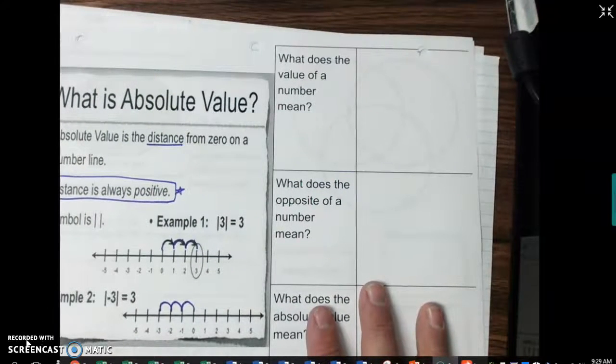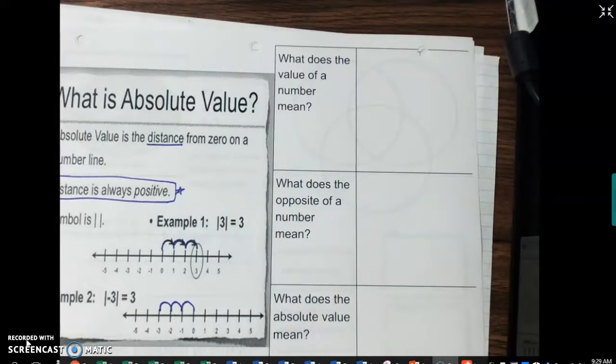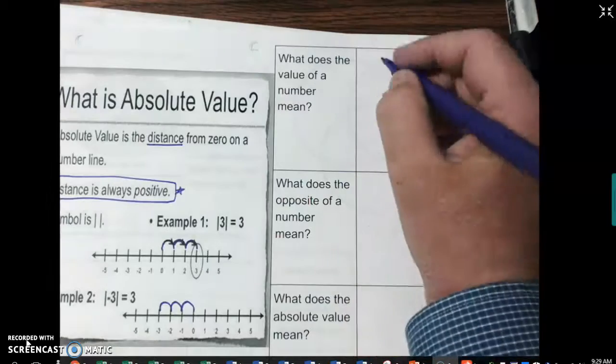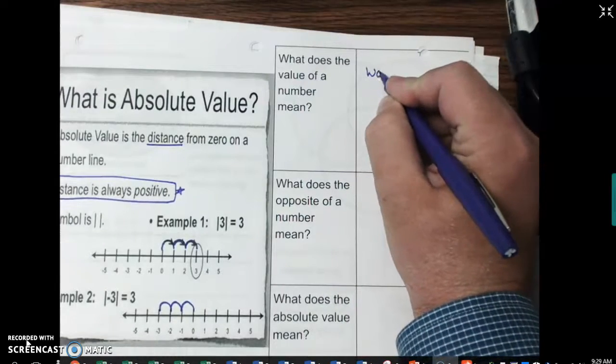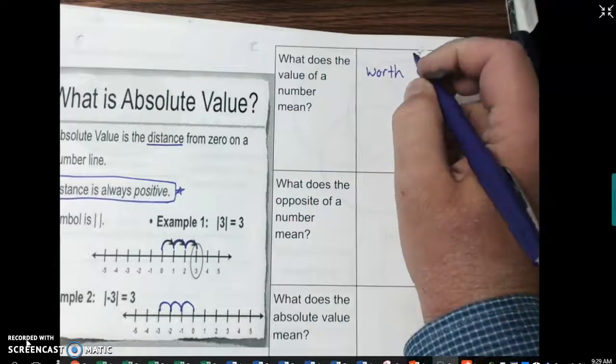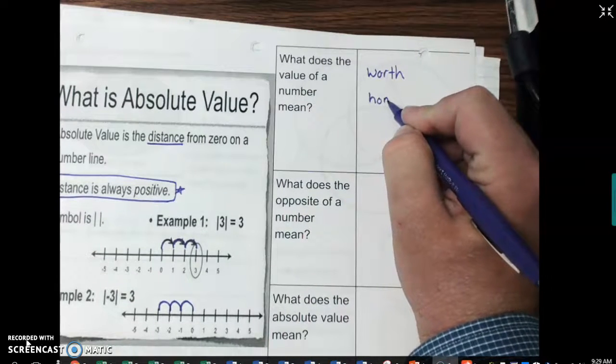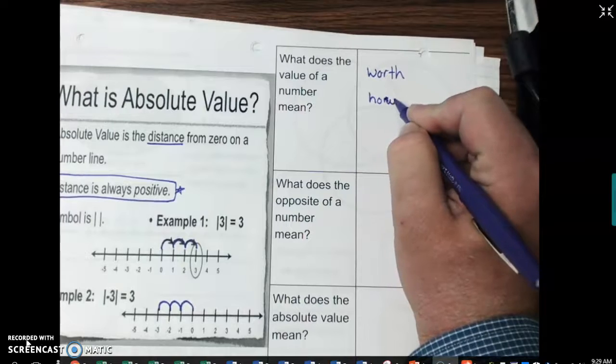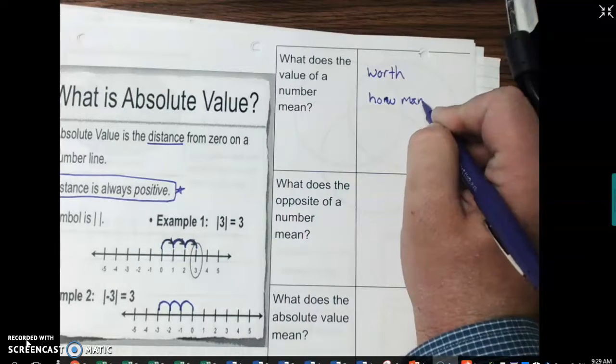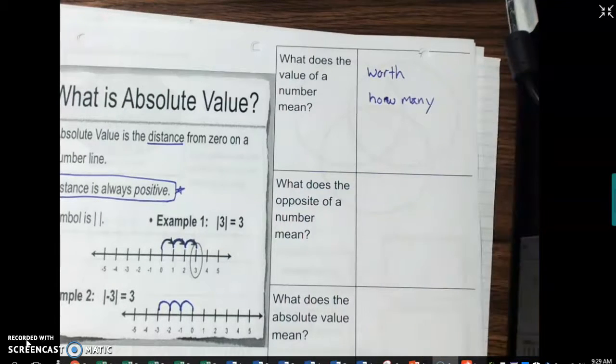What does the value of a number mean? I use the word value all the time. What does that mean? Yes, ma'am. Take your best guess. Go. Worth is a really good word. Worth. What's it worth? How many are we dealing with? How many? Does that make sense? Or how much?